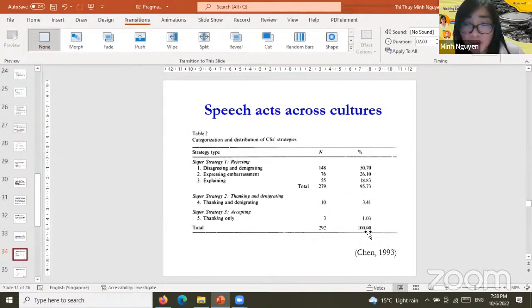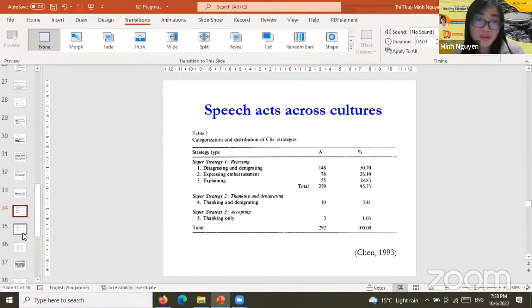For Chinese people, 95.73% of the time, they would reject the compliment. So they would say something like, no, I don't think my hairstyle is good. It was a very old one. It was cheap. And they accept the compliment only 1% of the time. They accept and downgrade the compliment 3.41% of the time. So most of the time, Chinese people would reject the compliment.